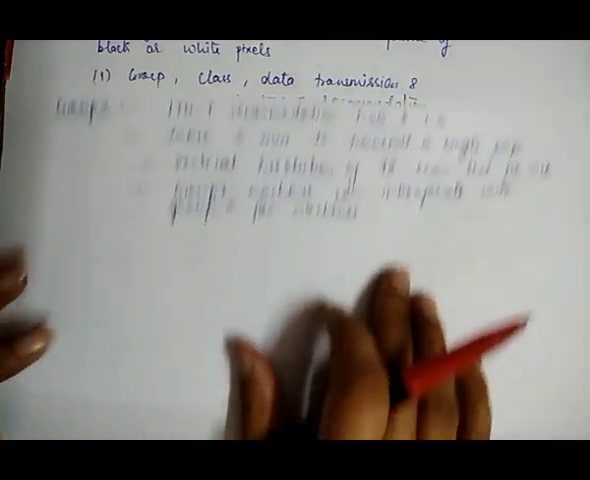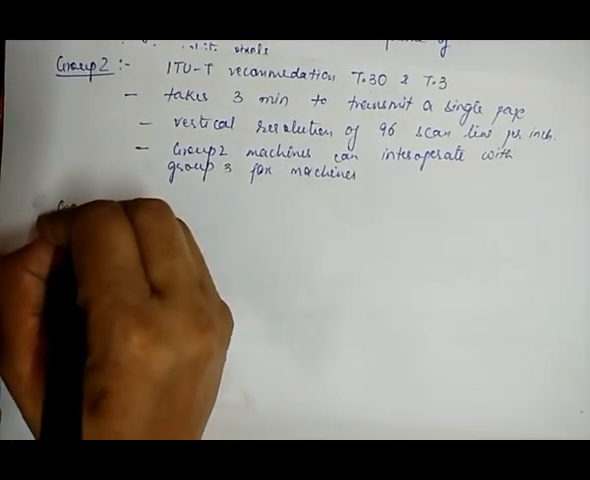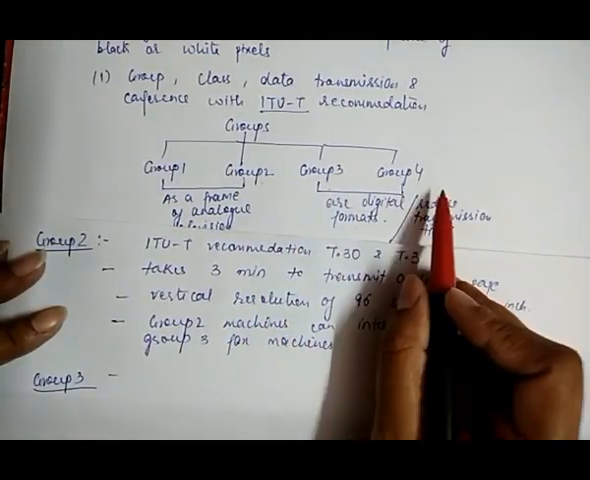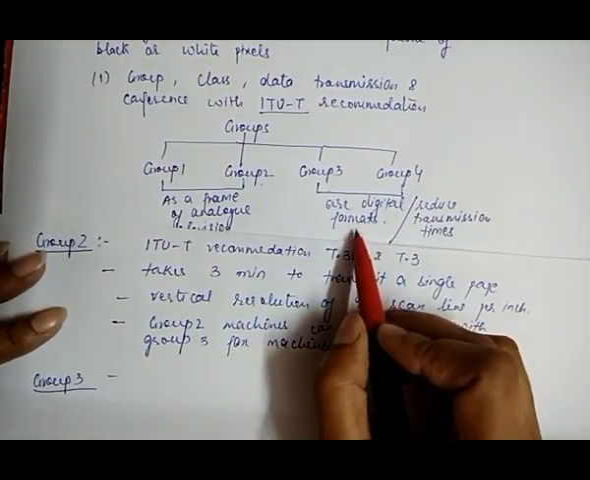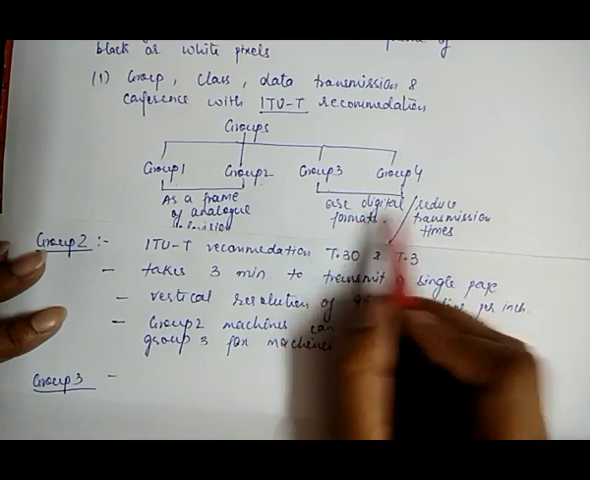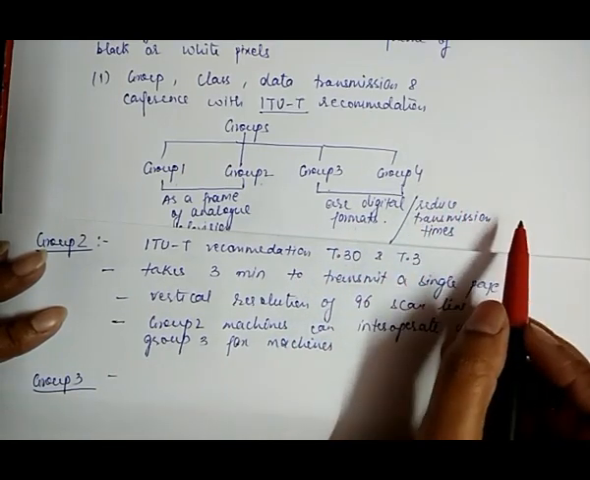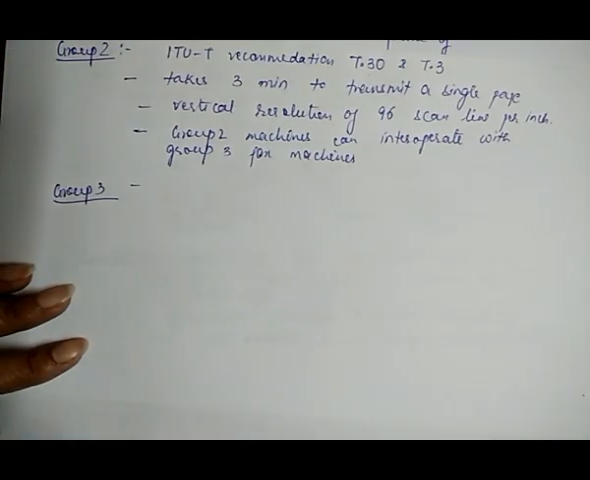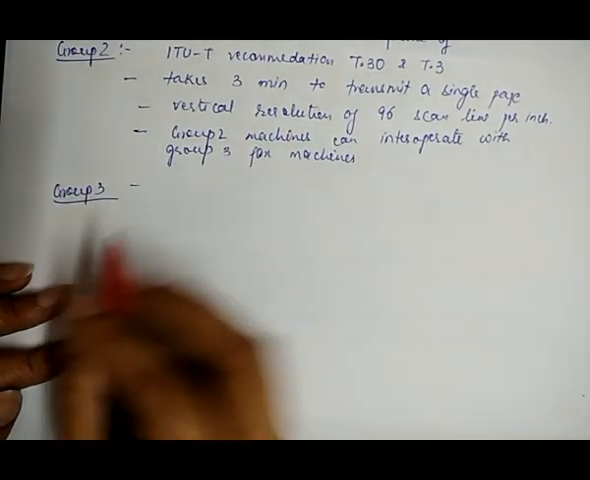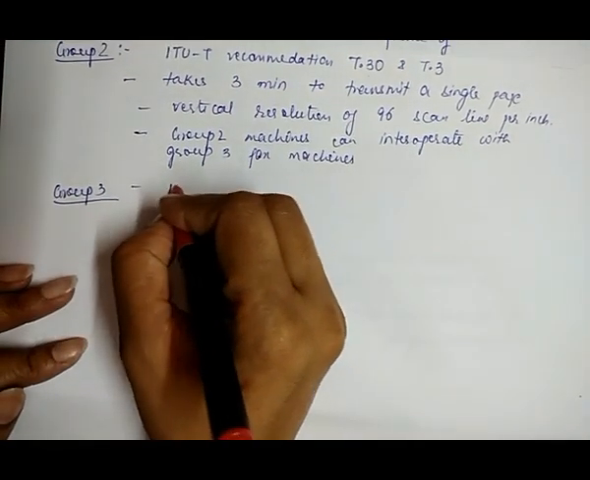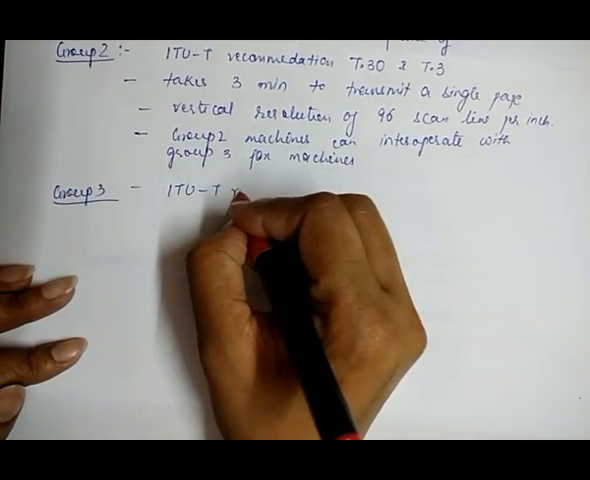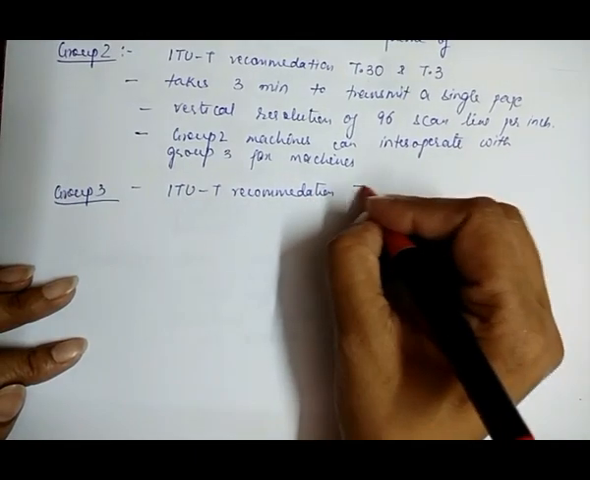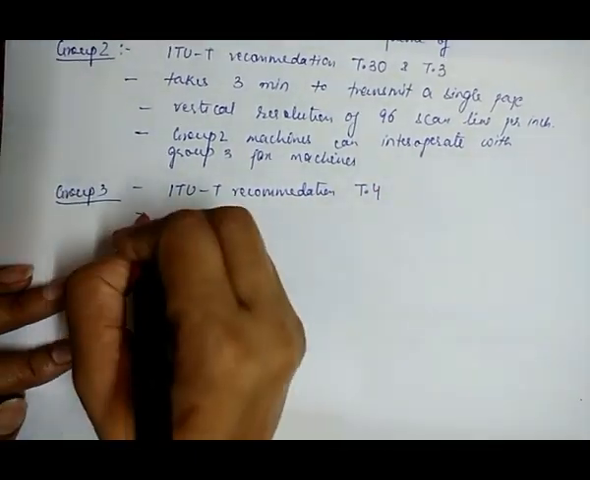Facsimile encoding. Now we talk about the next group, that is group 3. As we already discussed, group 3 and group 4 are faxes in a digital format and they take advantage of digital compression methods which reduce the transmission time. Now see how we reduce this transmission time in group 3. In group 3, first, it has an ITU recommendation, that is T.4.